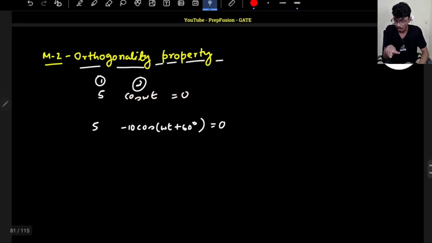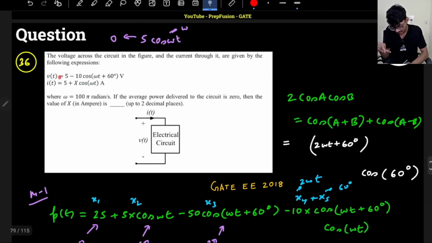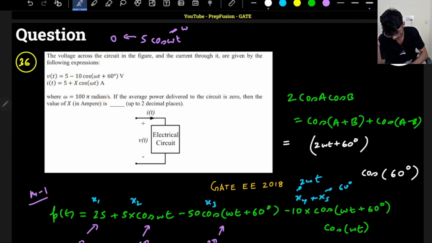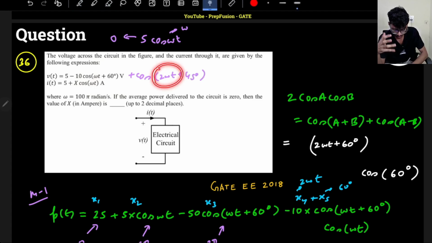Got it? Power will be only due to the purely DC sources like 5 into 5 and the purely AC components which have the same frequency. Let's say I had another signal here, cos 2 omega t plus some value, 90 or 45 degrees. The power due to this 2 omega frequency will be simply 0. Why? Because I don't have any matching frequency here.